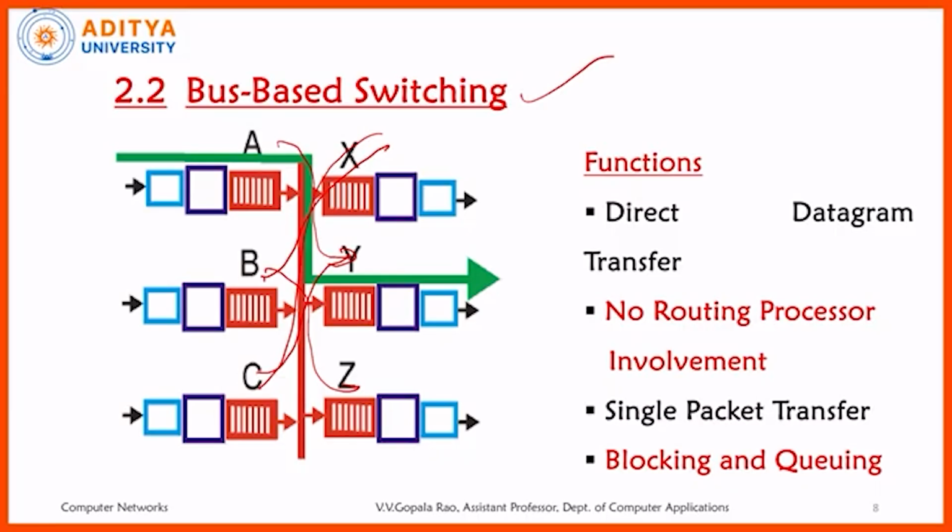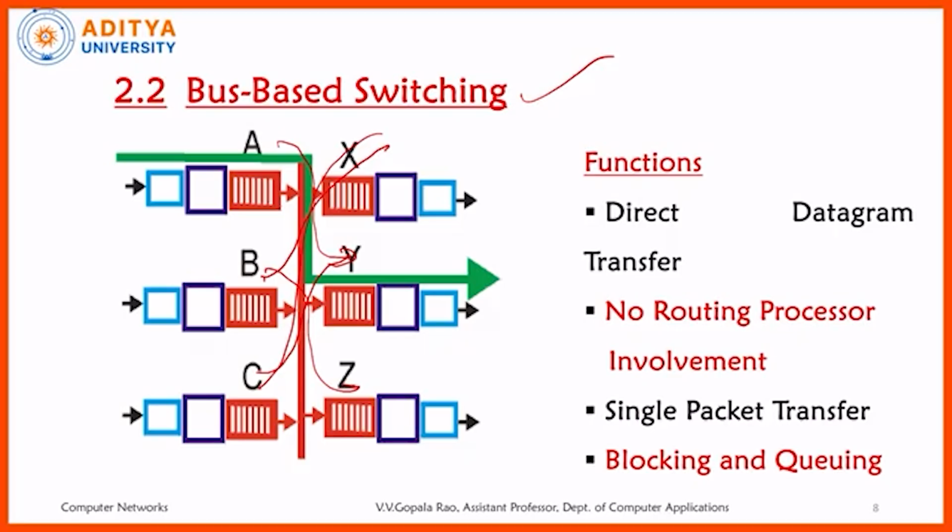So what are the basic functions in this? In this, direct datagram transfer is possible. Here you need not involve any CPU control, and routing processor involvement is not necessary. The bus is directly able to deliver. It can take the packets from the input ports and decide to whom they are to be delivered based on the address header.